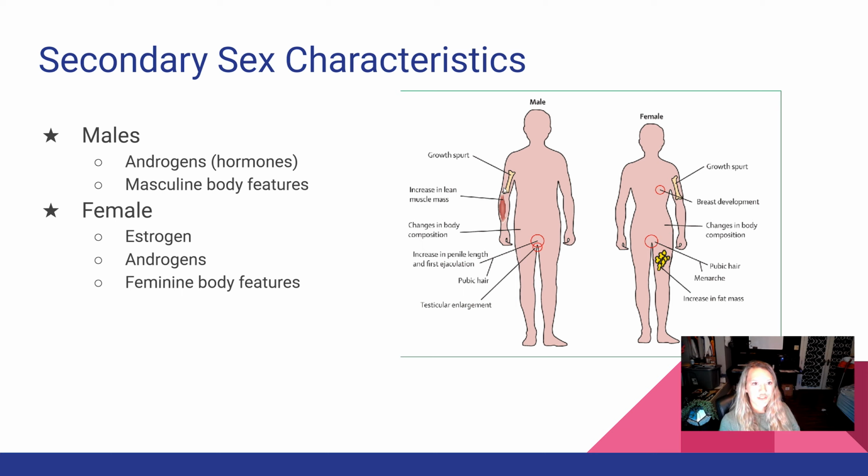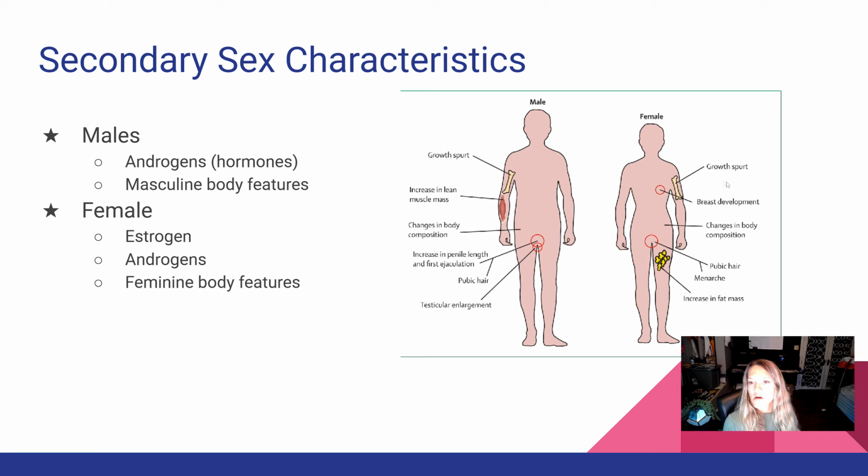And lastly, I just wanted to talk about secondary sex characteristics of the male and female. So we've talked about internal and external genitalia, and then as we know, males and females also have different secondary sex characteristics as well. These include obviously more muscle mass in a male, pubic hair, testicular enlargement, and lots of underarm hair, and just different features in the male.